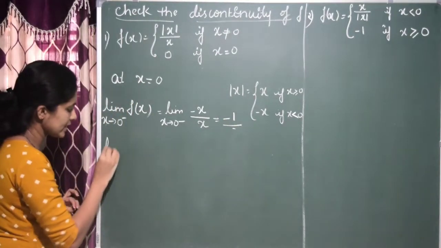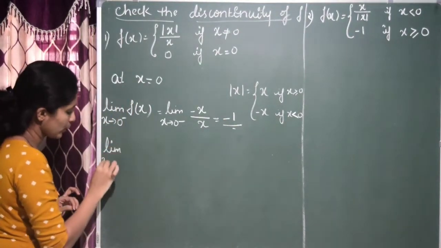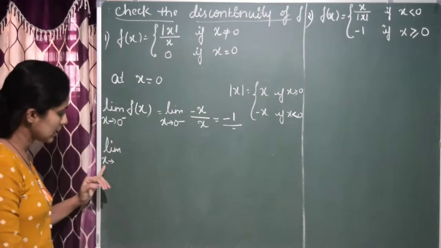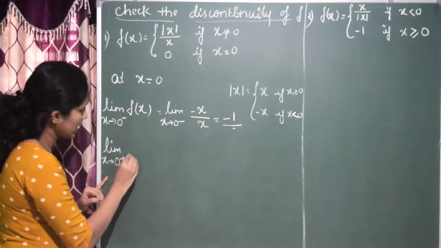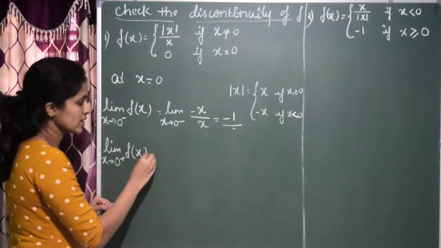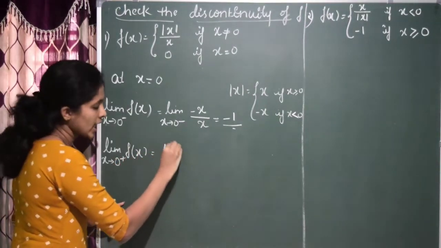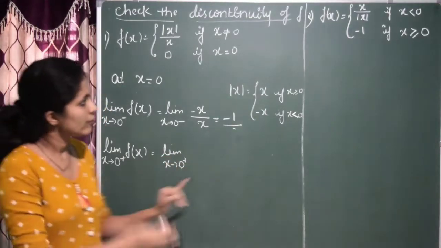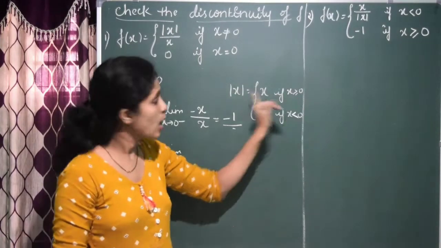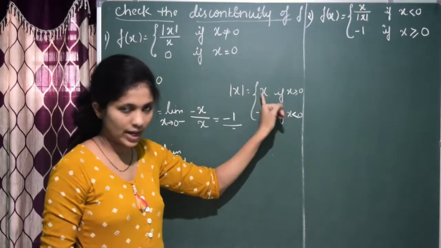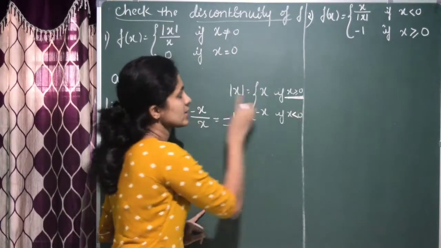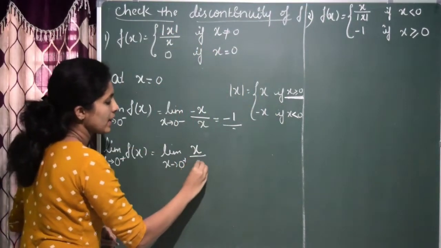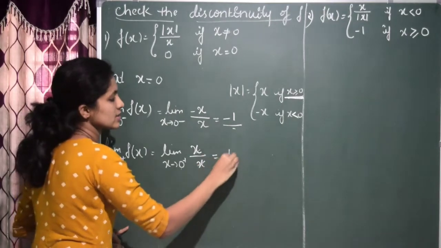Now we'll check the right hand limit. I hope you are understanding this one. Already you have studied this in the first PUC, right? So the limit as x tends to 0 plus of f of x. Here the value of x is greater than 0. Whenever x is greater than 0, mod x will be x. So this is x divided by x. So x and x get cancelled. This is equal to 1.